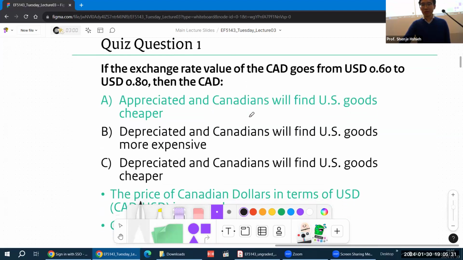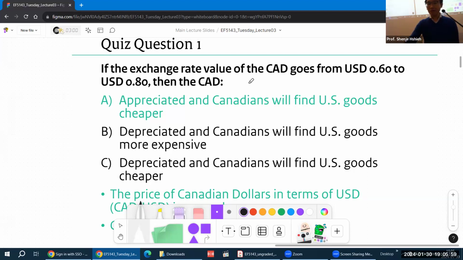So the quiz has 2 questions. The first question is just a review of your intuitive understanding of reading exchange rate quotes. The question states the following: if the exchange rate for Canadian dollars goes from 0.6 US dollars to 0.8 US dollars, then the Canadian dollar has done which of the following?